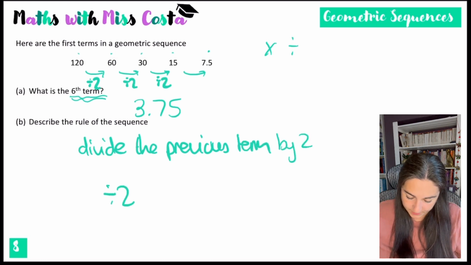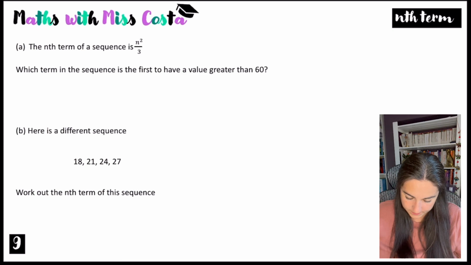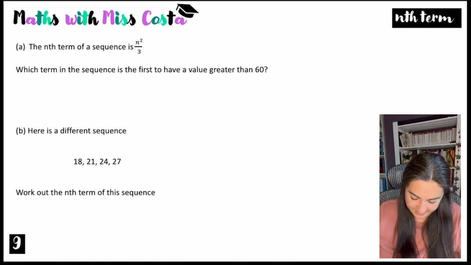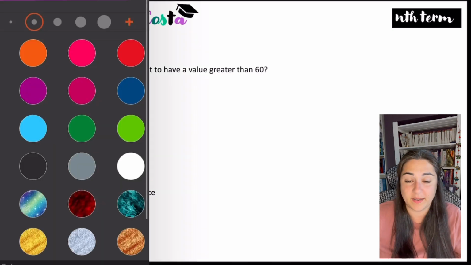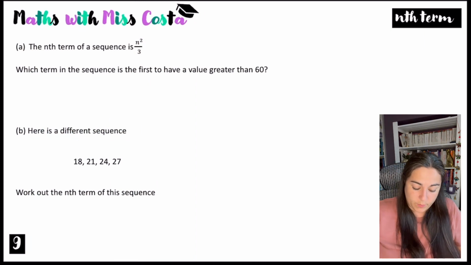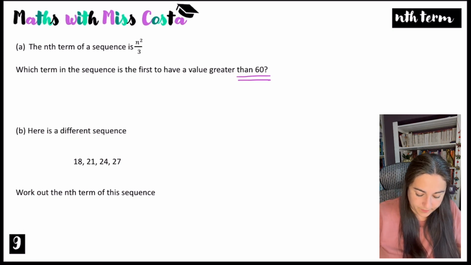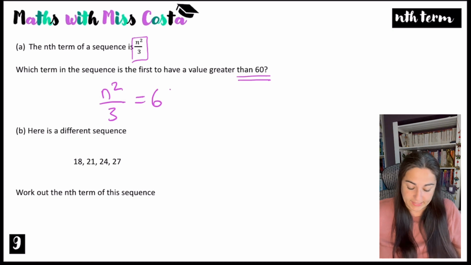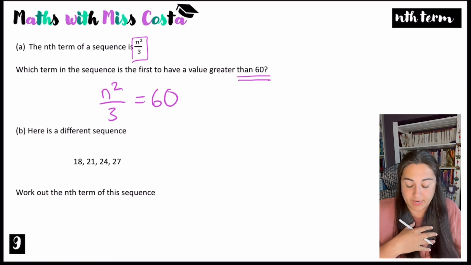And the last little topic for algebra is the nth term. So here we've been given a slightly nasty nth term, but it's fine because all you do with an nth term is substitute something in, and we've already covered substitution. So which term in the sequence is the first to have a value greater than 60? So this is the nth term, and I want it to be greater than 60. So let's figure out what it needs to be in order to be 60.